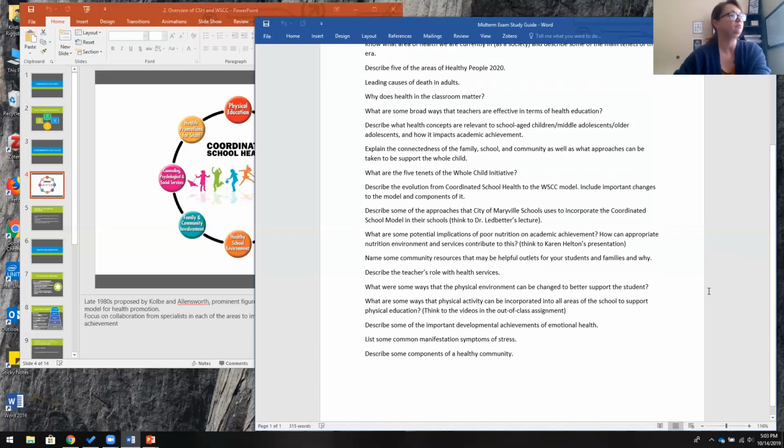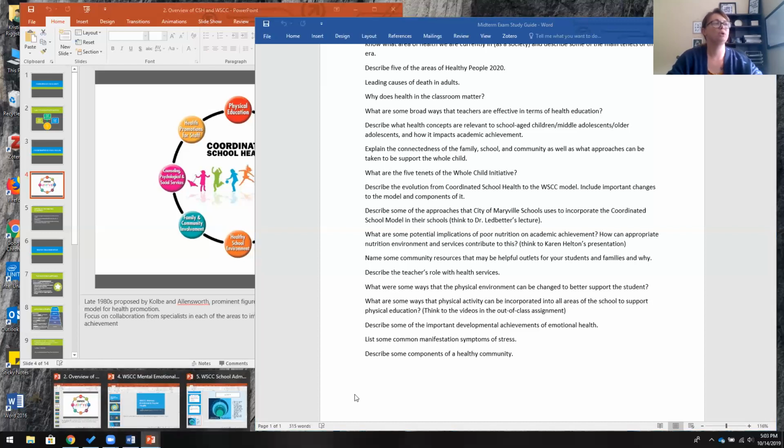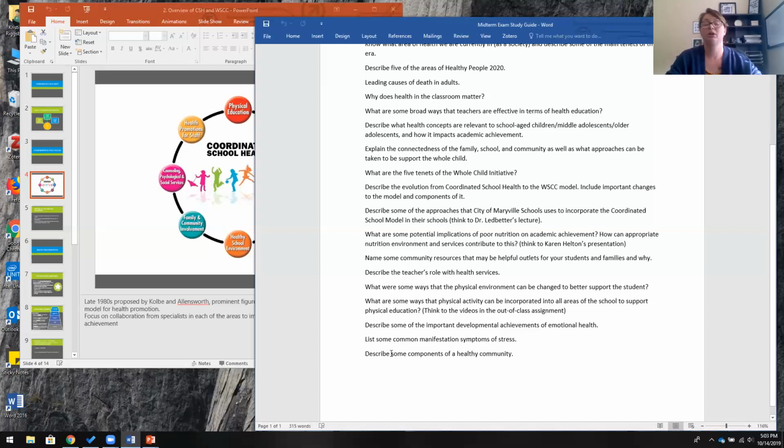Describe the teacher's role with health services. So that's a big one I feel like we've talked about all semester, that the teacher is the first line of defense for the student and is the primary advocate for the student's health. So just going back to those key points that we talked through, I believe it is also maybe chapter 3 slides too that you could go look at if you want some actual pieces of information related to that.